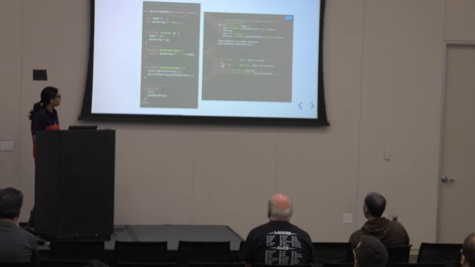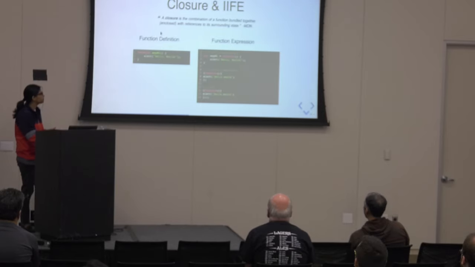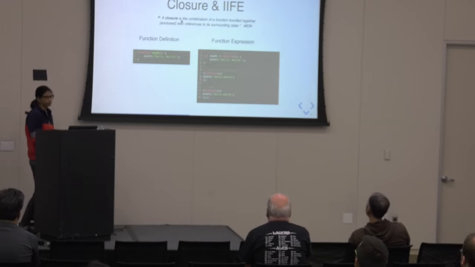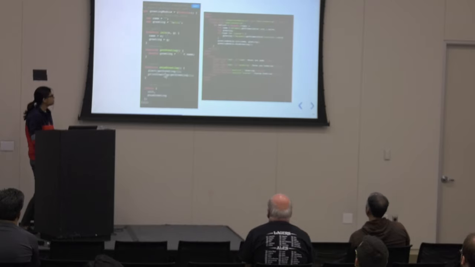Now, the other aspect of the IFE was I returned some methods that were public, but how do these methods have access to the private state, which is basically name, greeting, and get greeting? That is possible because of a concept called closure. What closure is in JavaScript: a function has access not only to its immediate scope, but also to its enclosing scope. So in this case, show greeting's enclosing scope is this function. So it has access to all these variables even after the function is returned.